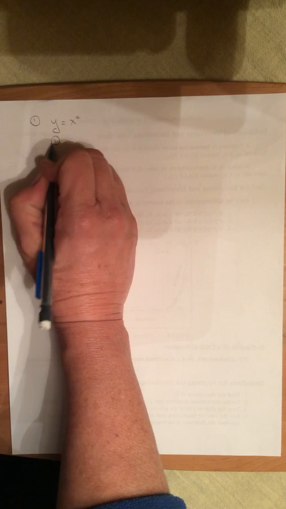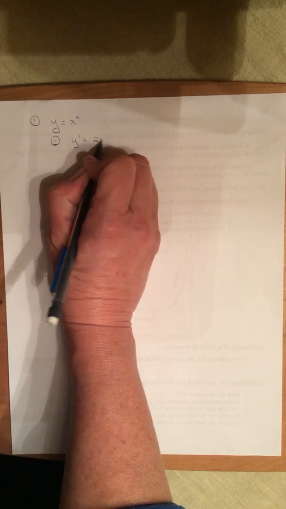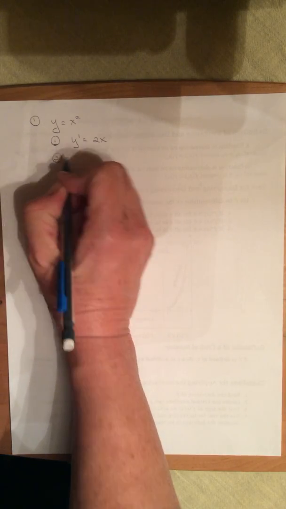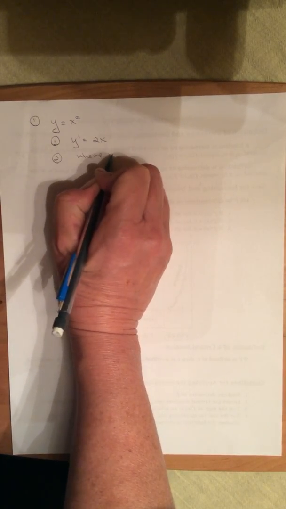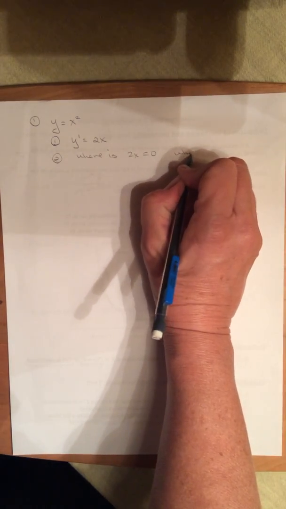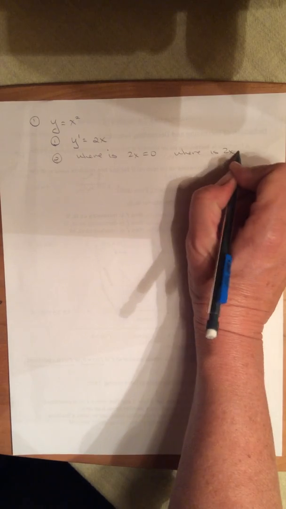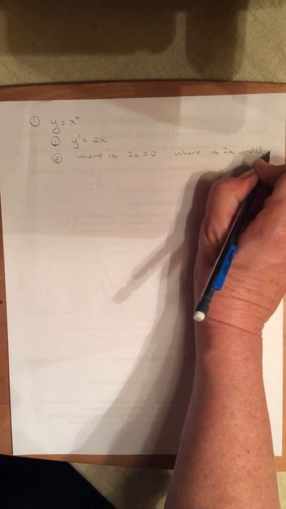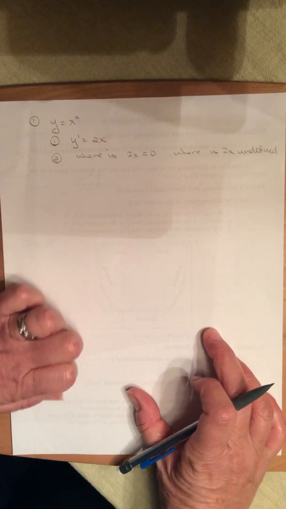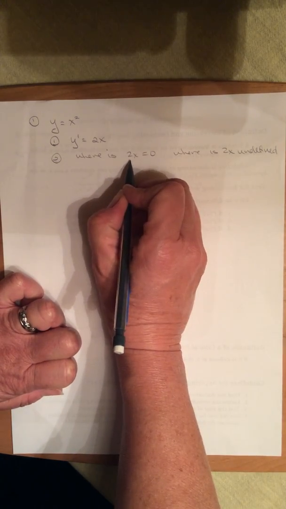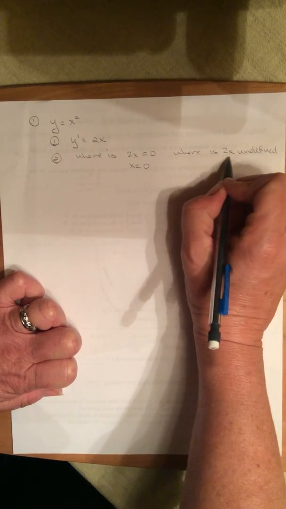So the first step is we're going to take the derivative. The second step is we're going to see where is 2x equal to 0, where is 2x undefined. I've got to answer both of those questions, and the answer to this question is when x is 0, and the answer to this question is never. There's no value of x that would make it undefined.